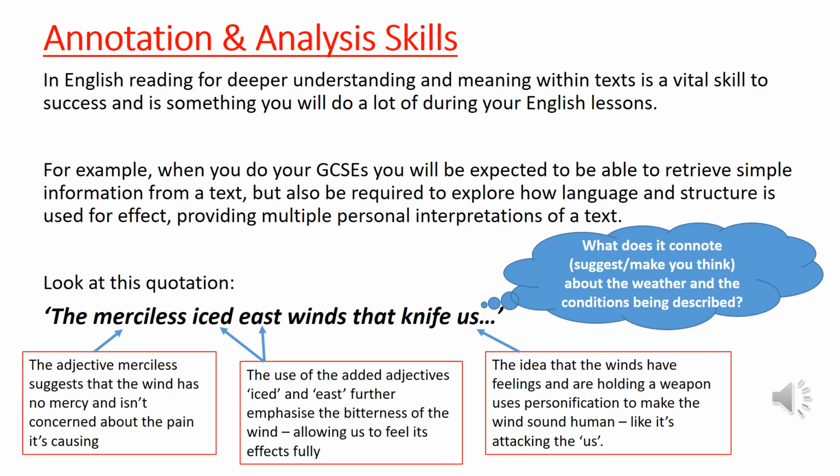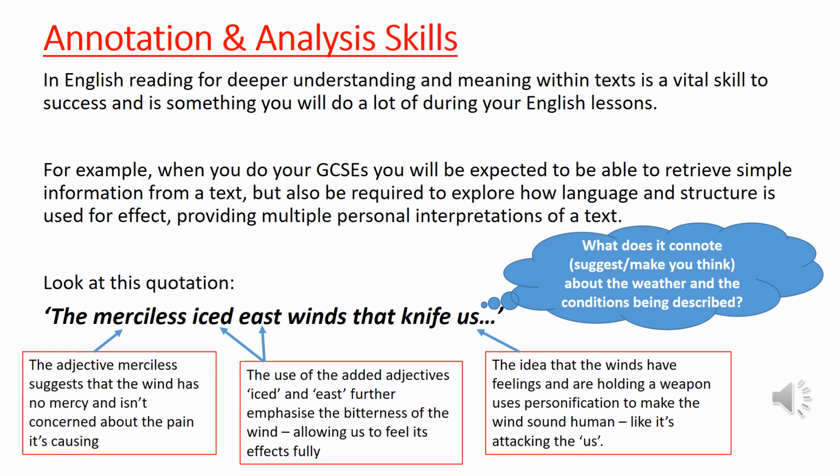So in that first box, I've identified that merciless, to describe the winds, is an adjective. It's describing the winds, so it's a describing word. So the adjective merciless suggests that the wind has no mercy, so it has no feelings of sorry. It isn't bothered how much it's hurting people and isn't concerned about the pain it's causing.